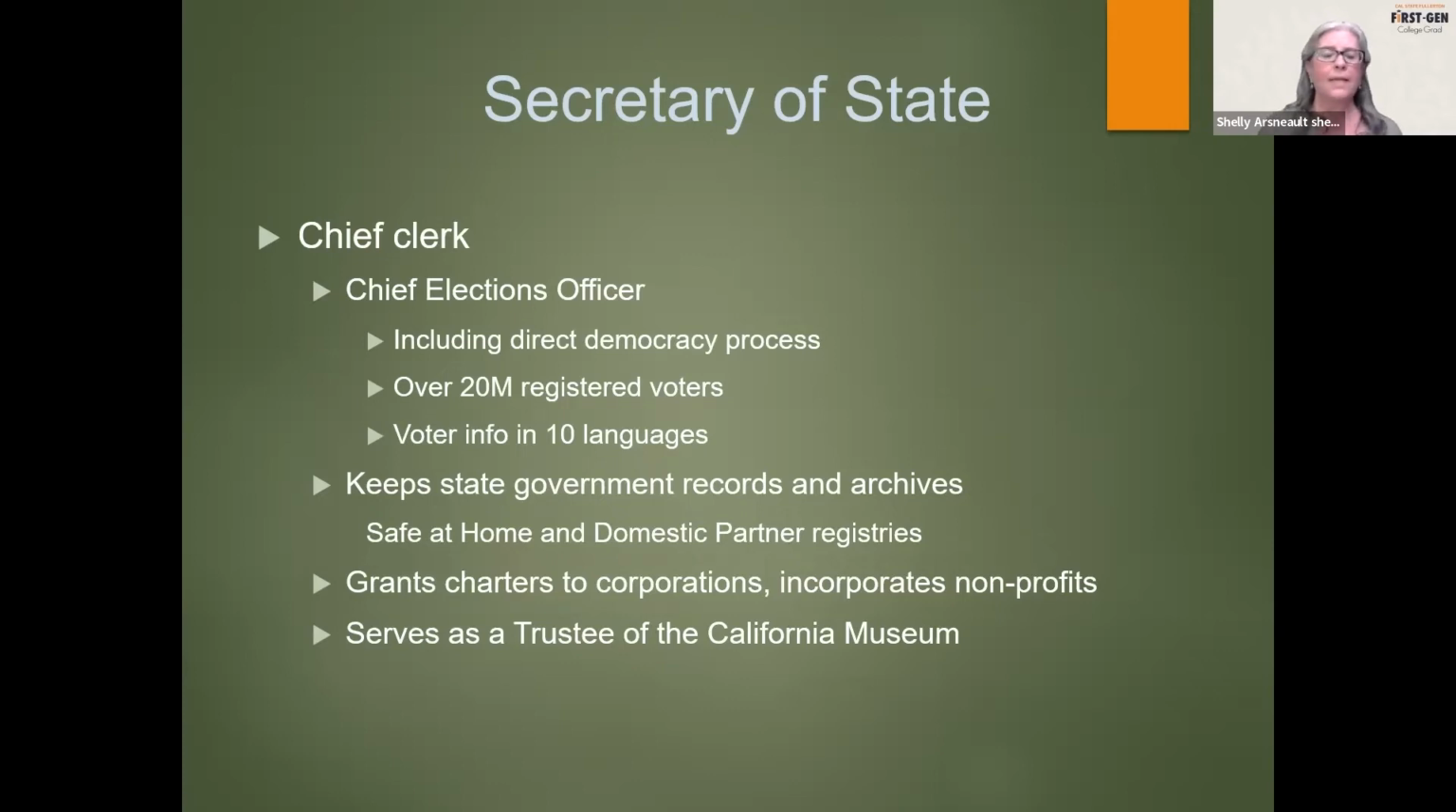And then something like domestic partner registries is another that the Secretary of State's office runs. And so again, just very important records and keeping track of registries and that sort of thing. The Secretary of State also grants charters to corporations and incorporates nonprofit organizations. So very important there, again, for probably some of the folks in our viewing audience.